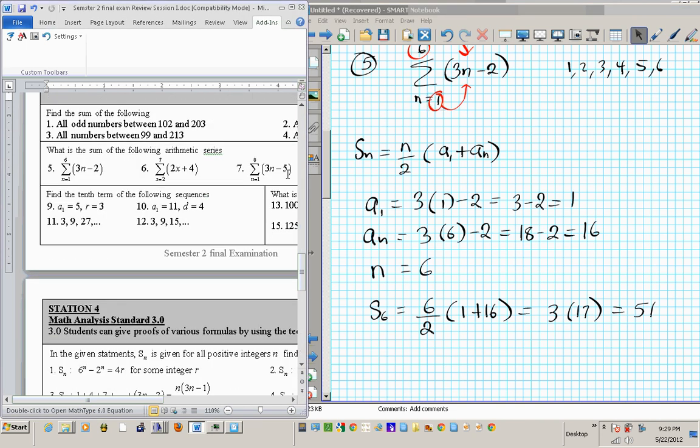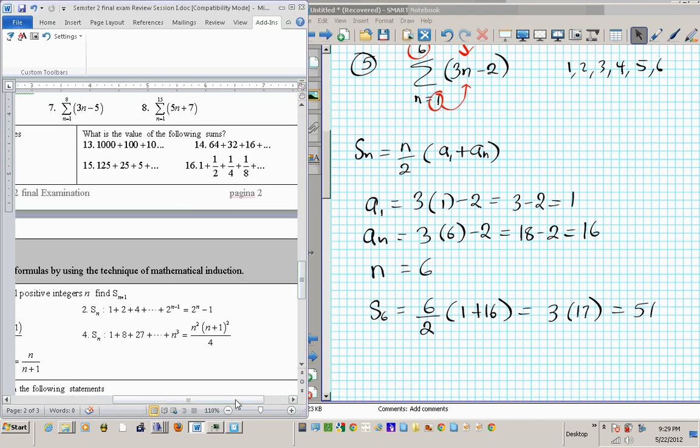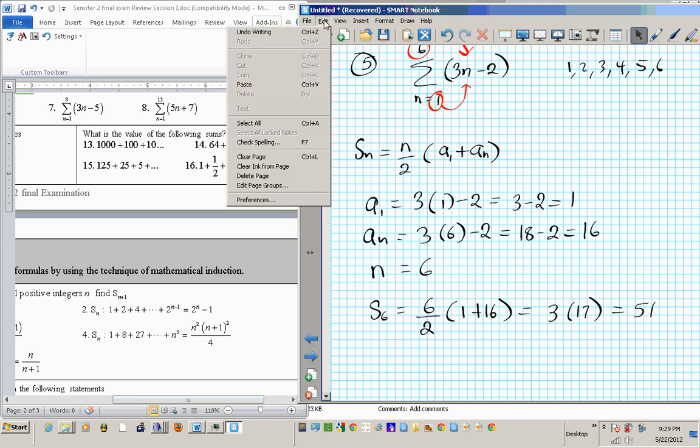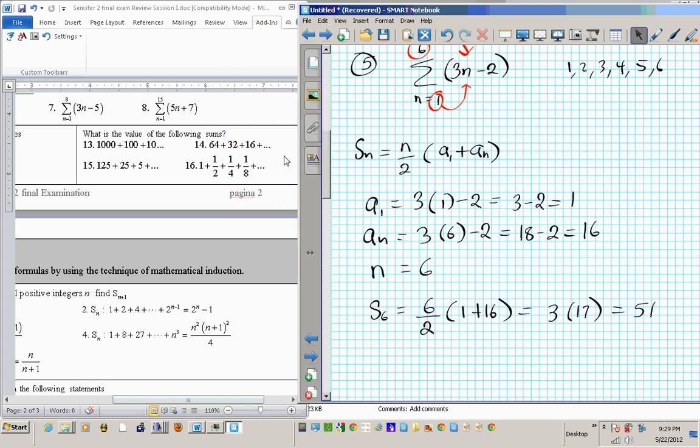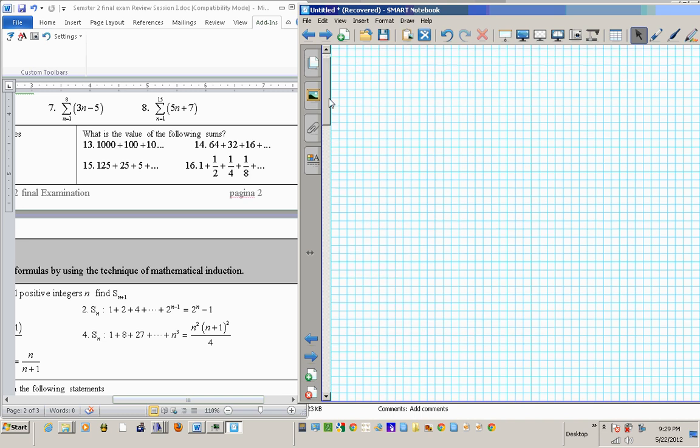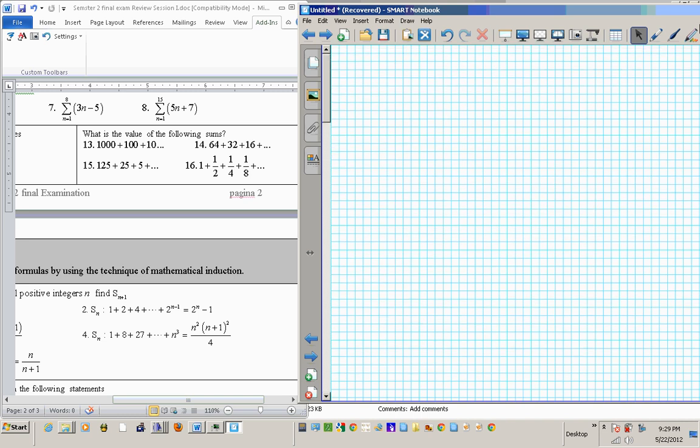Okay? Lastly, we're going to take a look at question number 13. 13 says, what is the value of the following sums? For number 13, you can notice something is unique about this expression. You have 1,000 plus 100 plus 10 plus dot dot dot. What does this dot dot dot mean? It means that it goes on forever. So anytime you have a series that goes on with dot dot dot, this is an infinite series, and we can find a sum using this formula right here.